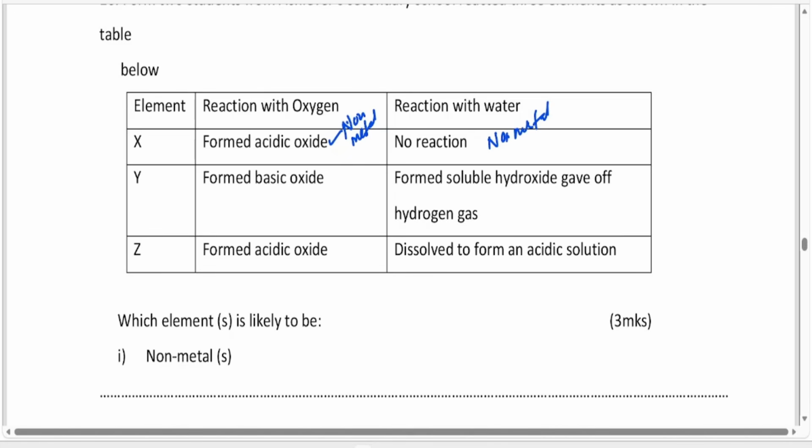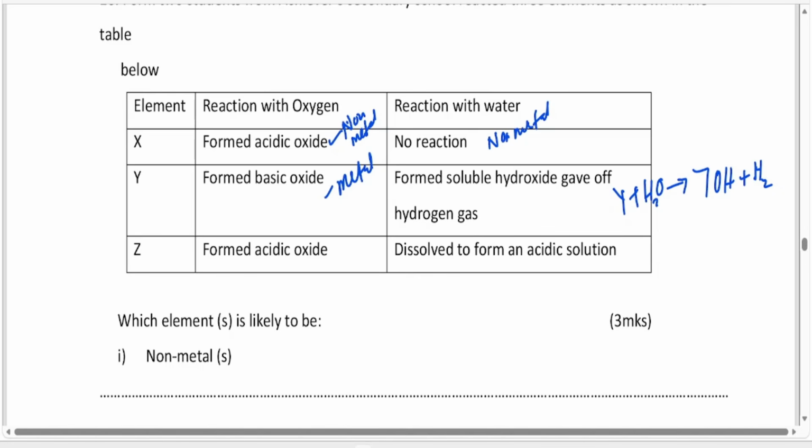While Y formed a basic oxide, so this is an oxide of a metal. So Y is a metal. It formed a soluble hydroxide and gave off hydrogen gas. That is when I take the metal and react with water, it gives me a metal hydroxide with a release of a gas. So when Y is reacted with water, it forms a hydroxide, assuming it was in valence 1, and it released hydrogen gas.